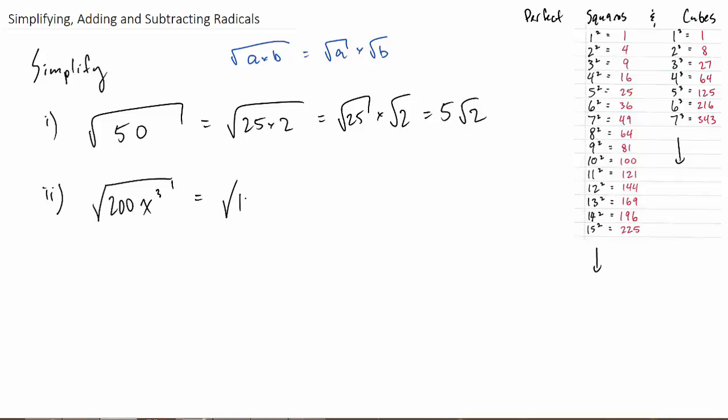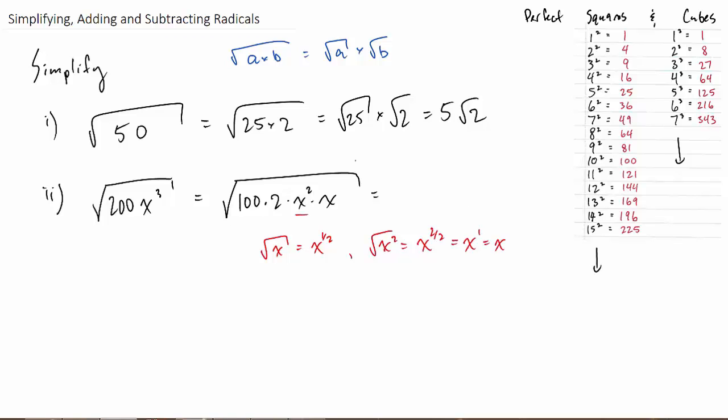Alright, next up, let's say you had root 200x cubed. Break that up into 100 times 2. You square root the 100, you get a 10. And you can square root the x squared to get an x. Notice we can't really do much with that x. It has to stay inside the radical along with the 2. So I tried to color code it there so you can see which one came from which place, and you're done that question.